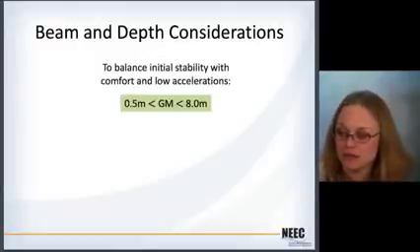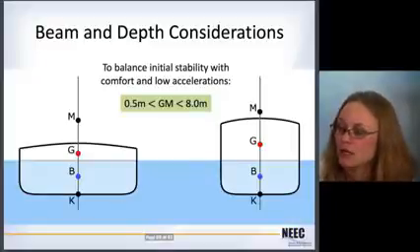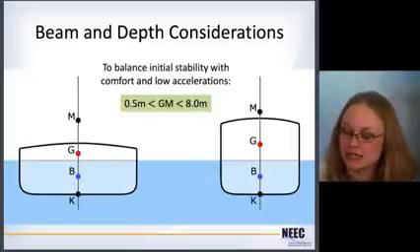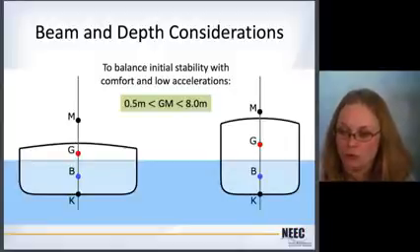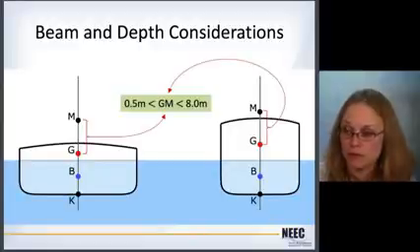So you want to try and aim for this range of having GM be somewhere between 0.5 meter and 8 meters, depending on the kind of ship that you've got. What this means then is you either have a short, wide ship, or you have a taller, narrow ship. So if you've got a barge or something, you can get away with having a lower depth, lower freeboard, and still be in this happy range for GM.